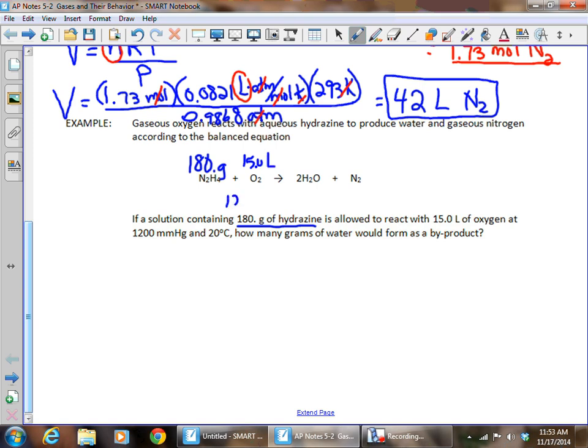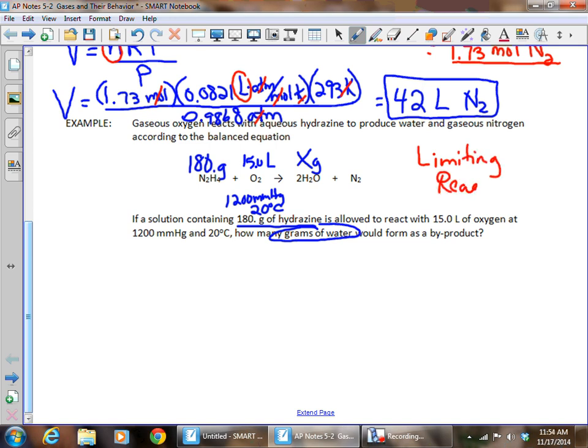And the conditions are 1200 millimeters of mercury and 20 degrees Celsius for the oxygen. And it's asking us to find how many grams of water as a byproduct. Now, at first glance, you might not recognize what type of problem this is, but we've just been given a question where we're trying to find how much of a product is being produced, and we're given information about both of the reactants. We're dealing with something more complicated than our Chem 1 problems, but this is a limiting reagent problem.